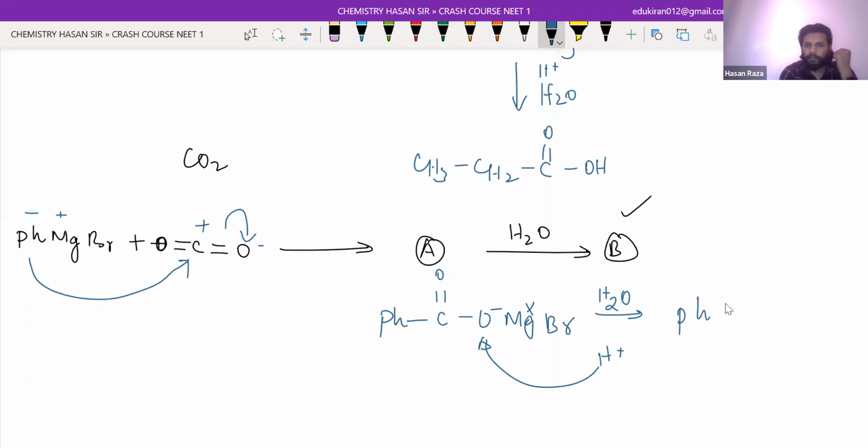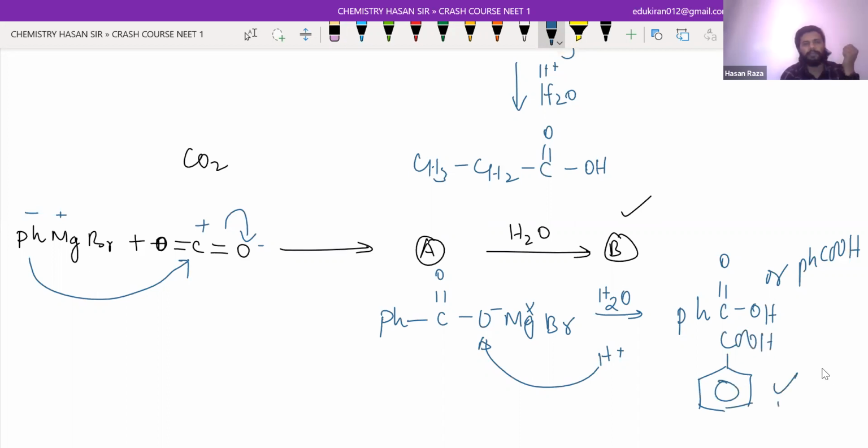And you will be getting PhC double bond OOH. Basically, you will be getting PhCOOH. That means you have got benzoic acid. What you have got? Benzoic acid. This is what everyone has got. Yes or no? Yes, sir.